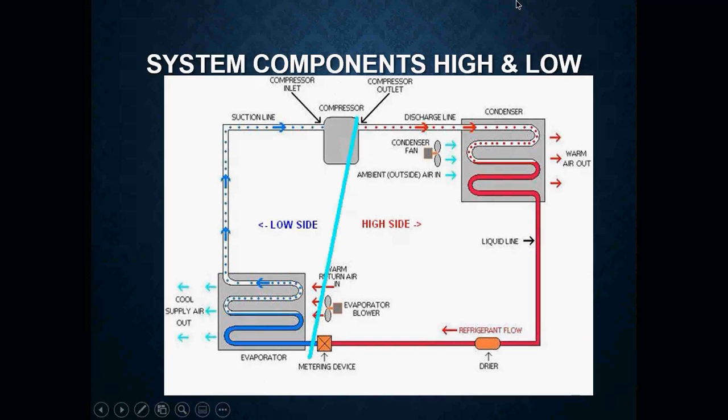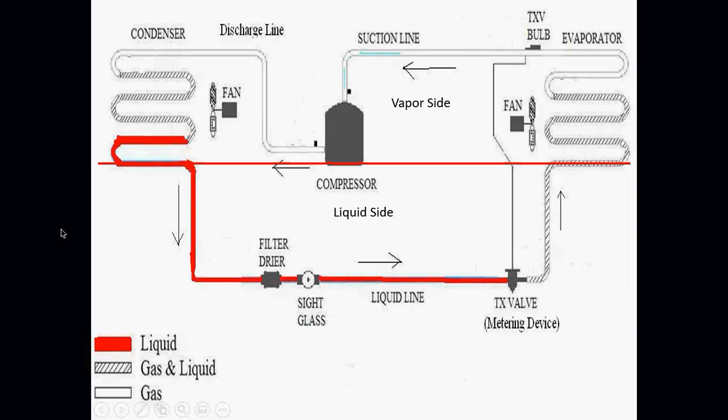So here we are, your system components on your high and low side. There is my dividing line, my compressor and my metering device. Everything from my compressor outlet through my condenser to my metering device, including my liquid line, is my high side. Everything on my evaporator and back to the compressor, that is my low side.